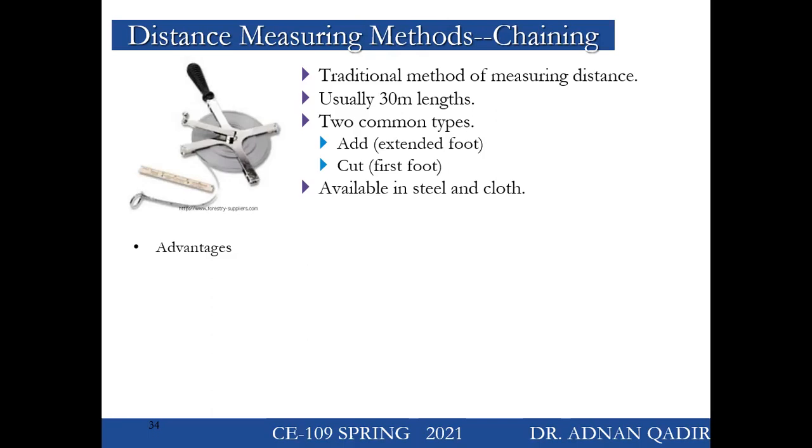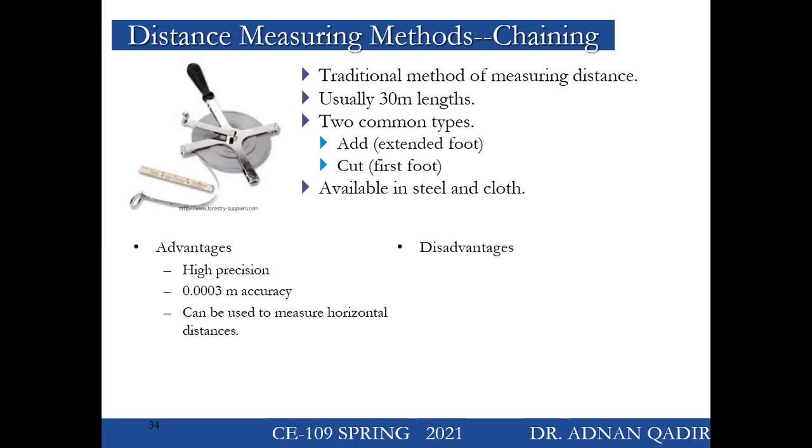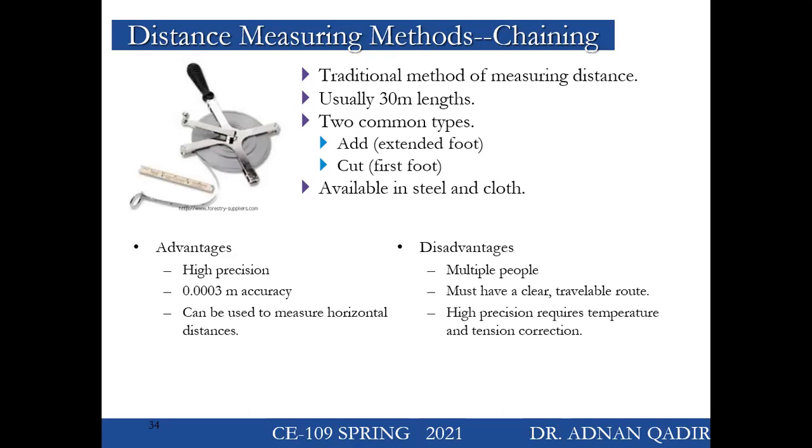What are the advantages? High precision, 0.0003 meter accuracy, and it can be used to measure horizontal distances. Disadvantages: multiple people are required. You must have a clear travelable route. High precision requires temperature and tension correction. 0.1% error is expected by using taping.